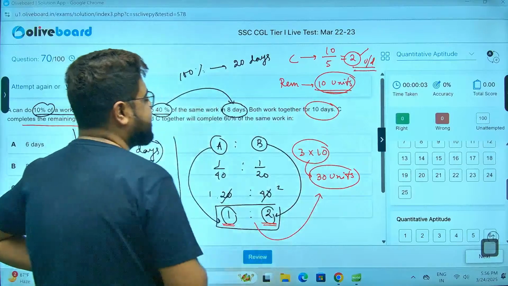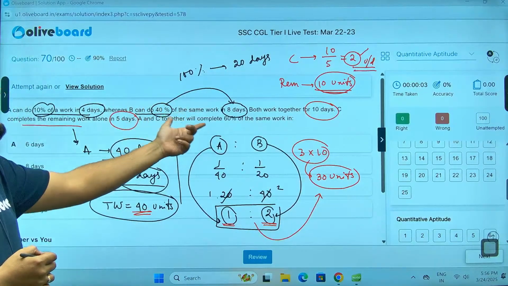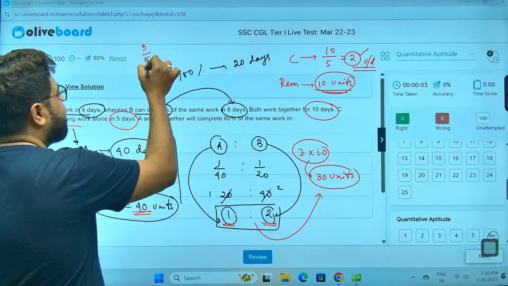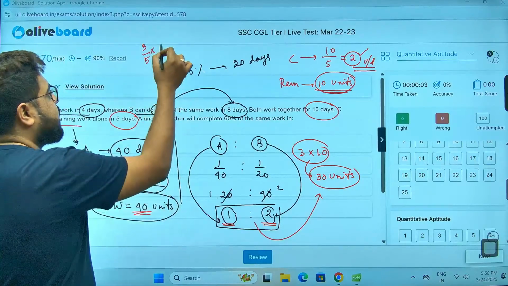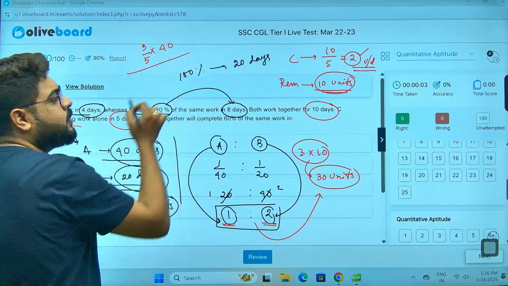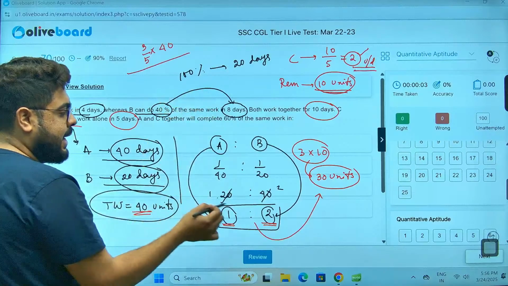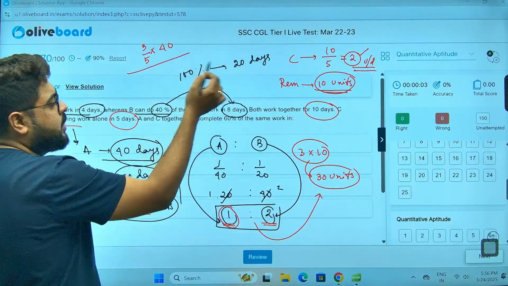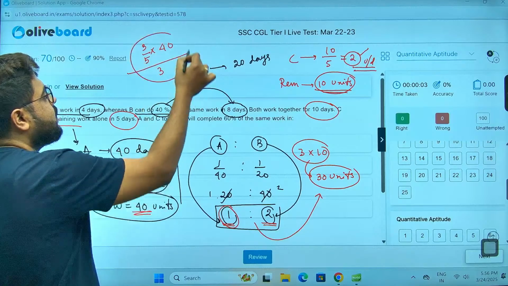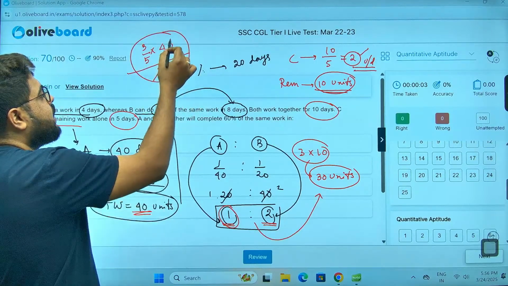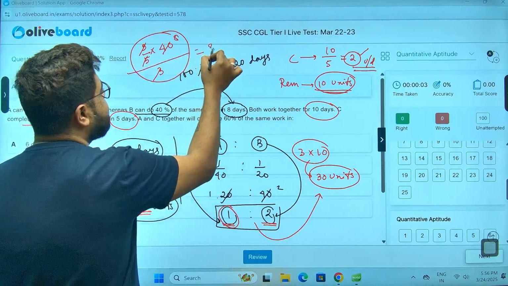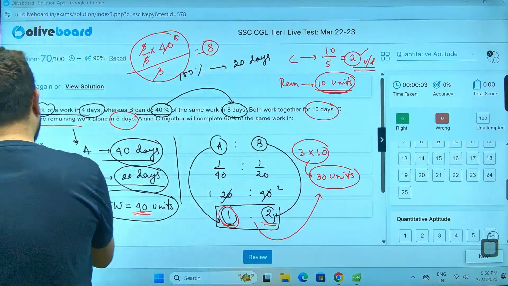Now A and C together will do 60%. 60% means 3/5 of the total work of 40 units. A does 1 unit every day, C does 2 units every day, so together they do 3 units. Just do this: the 3 cancels, so ultimately the answer is 8. The answer is option number B, 8.